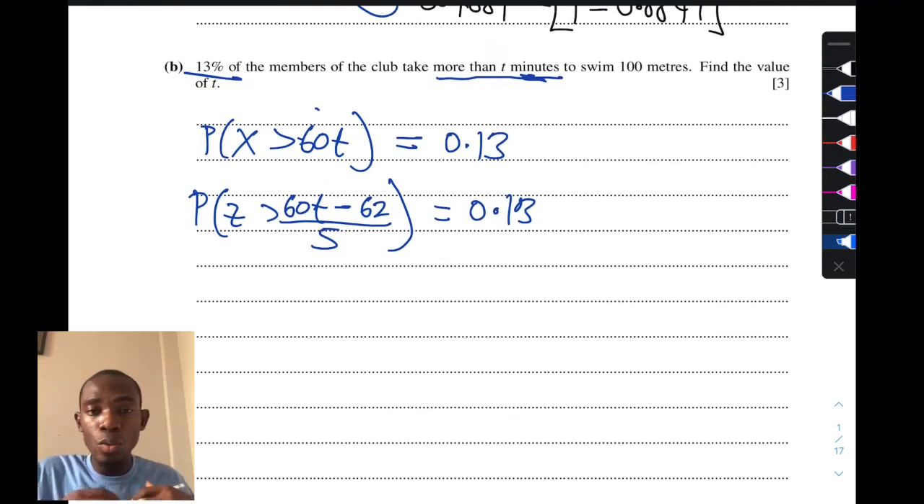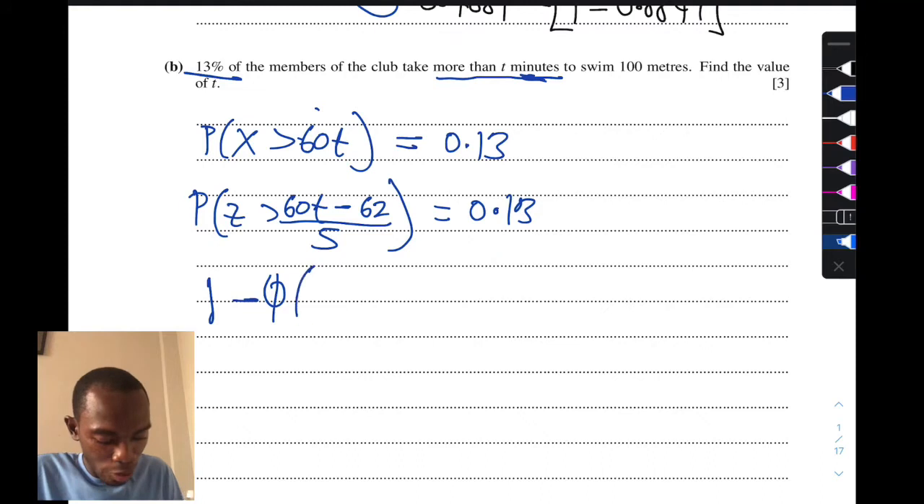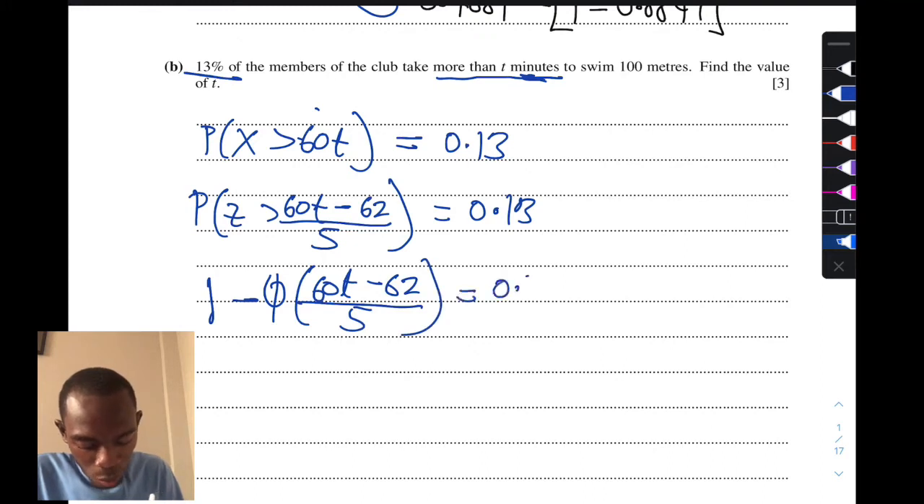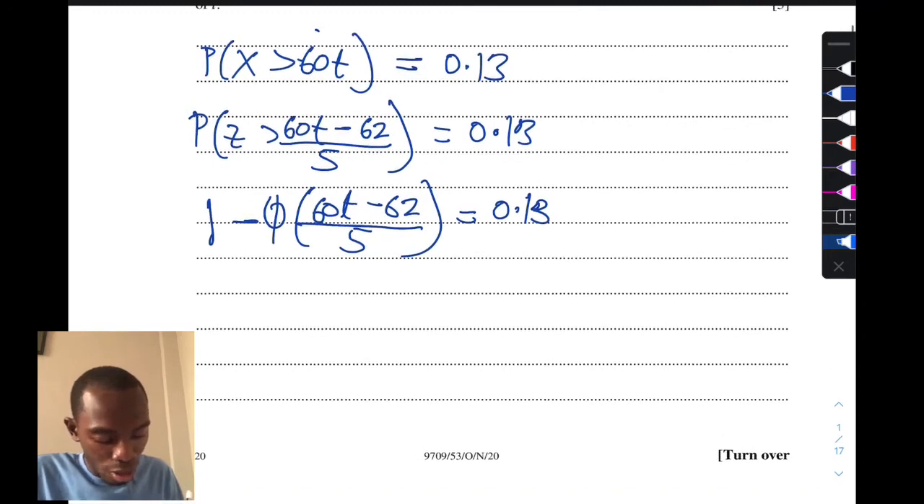Now the z table was prepared with the less than in mind, so it's always read to the left. If you have z greater than, that means you have to do a small manipulation here. If it is greater than, then it is 1 minus phi of this particular value. So 1 minus phi of (60t minus 62) all over 5 is equal to 0.13.